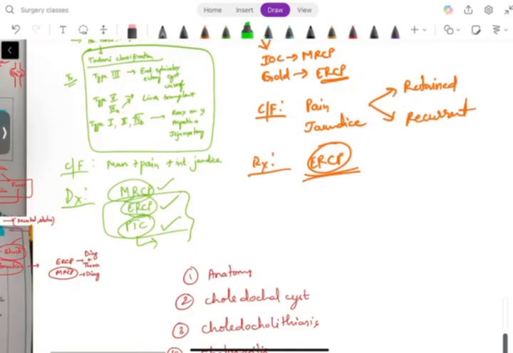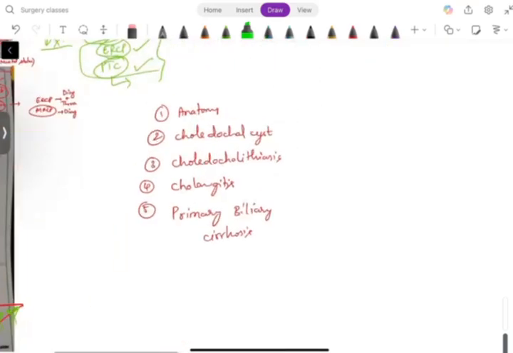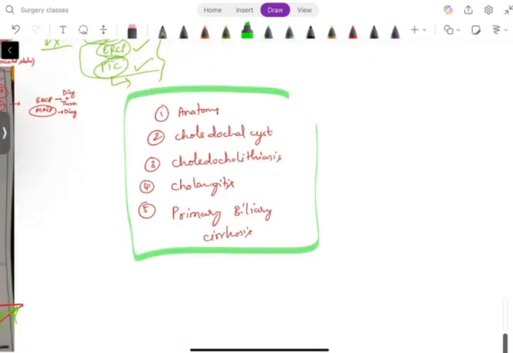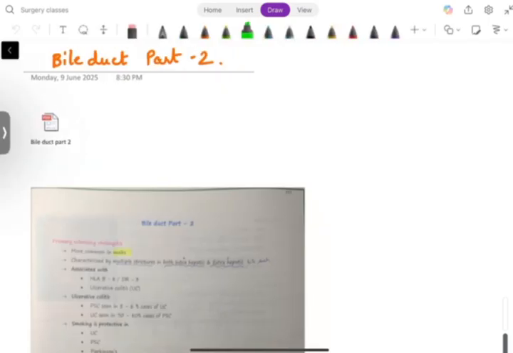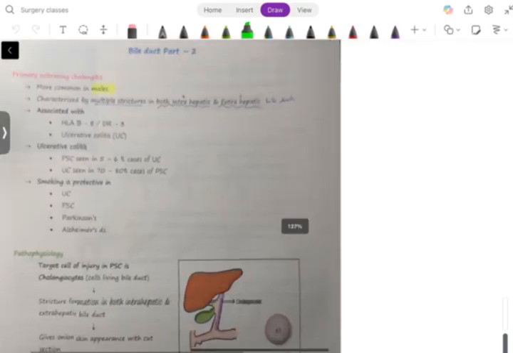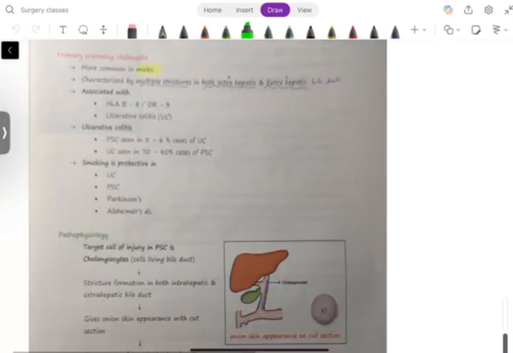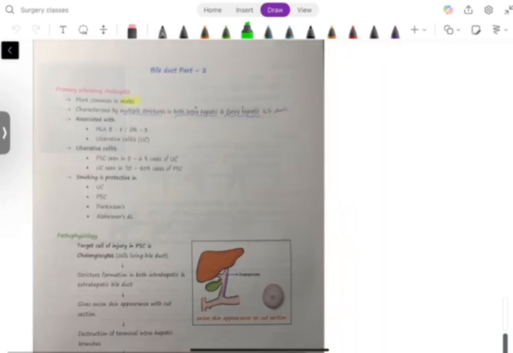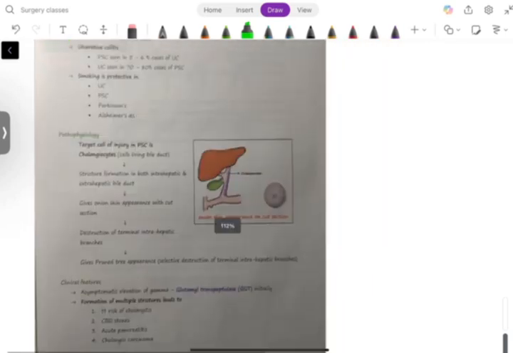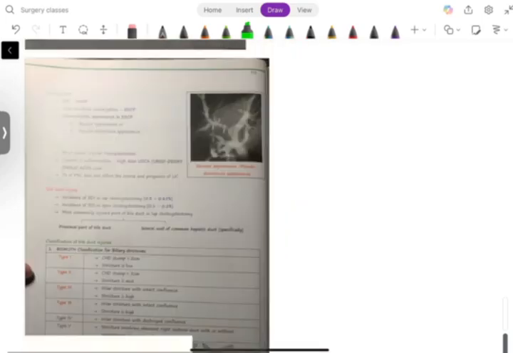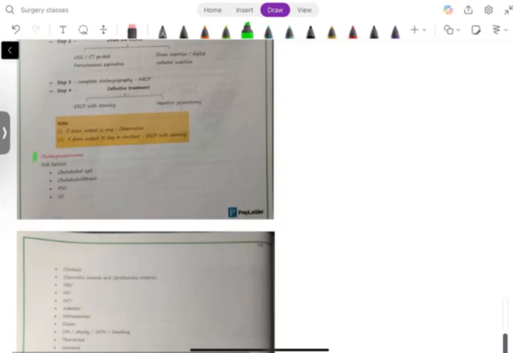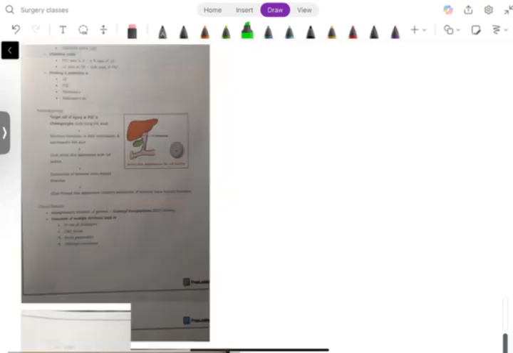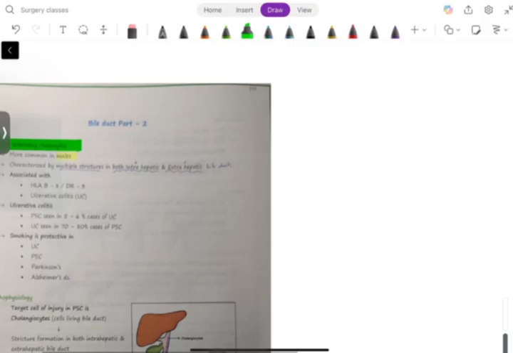In part 1 we have discussed these 5 pathologies. Now we are going for bile duct part 2. In part 2 there are many things, but according to your syllabus I am restricting the diseases. So in bile duct part 2 we'll just study primary sclerosing cholangitis and cholangiocarcinoma. So 2 basic pathologies we are discussing today.